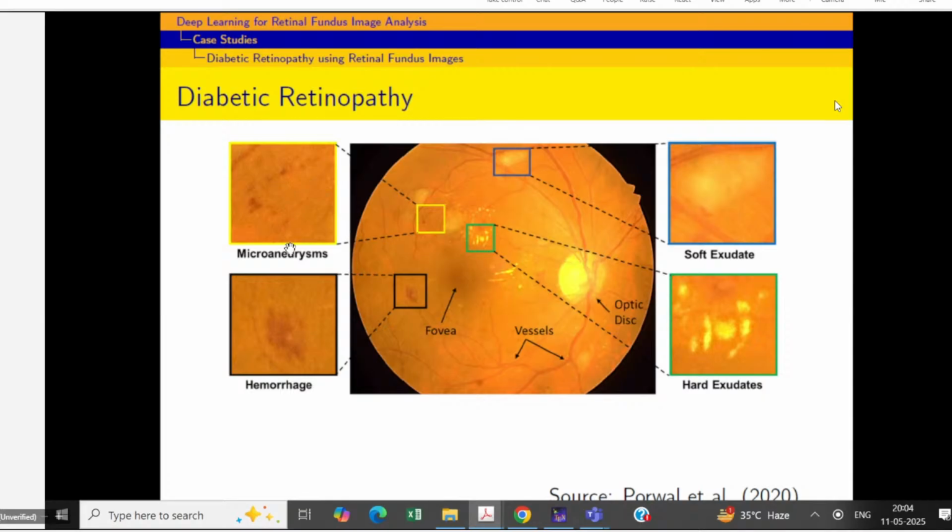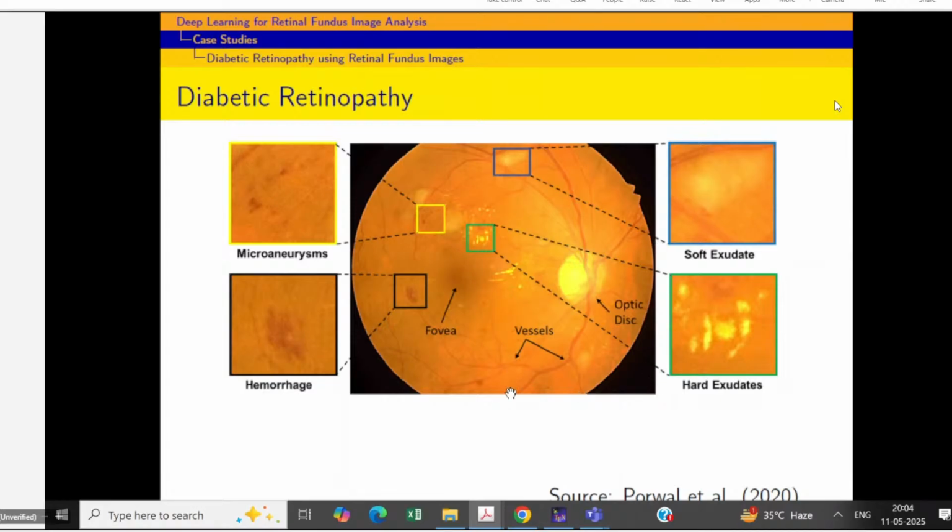Because the presence of these may lead to diabetic retinopathy. So if somebody is missed, with this microaneurysm and soft exudate, it is very, very difficult to identify whether the person is having diabetic retinopathy or not. So how to identify this, and what are the problem statements that we have in this case?